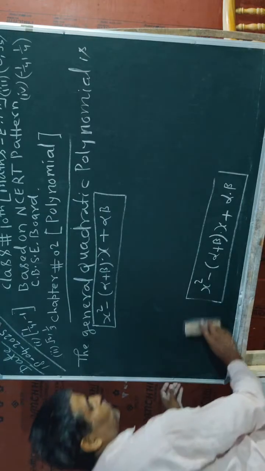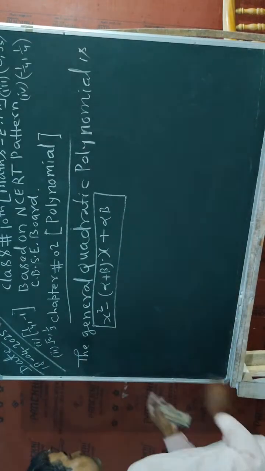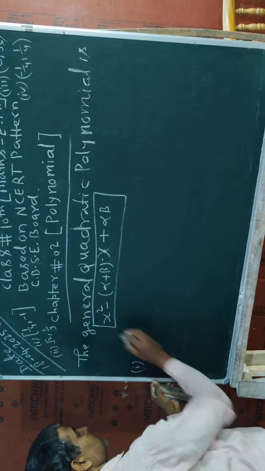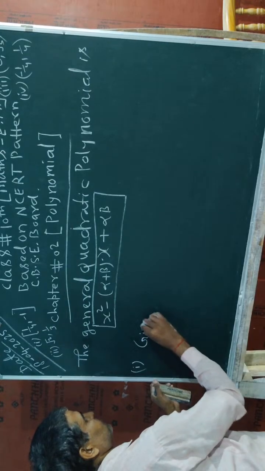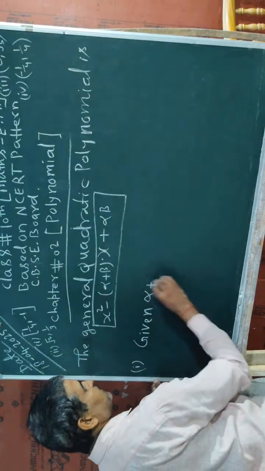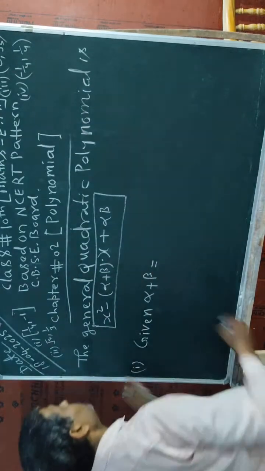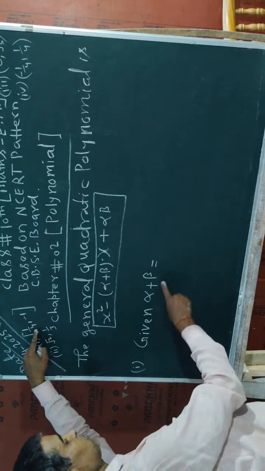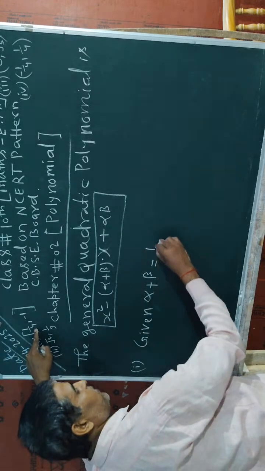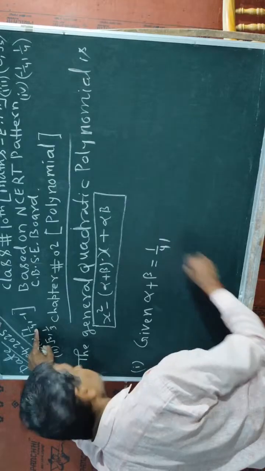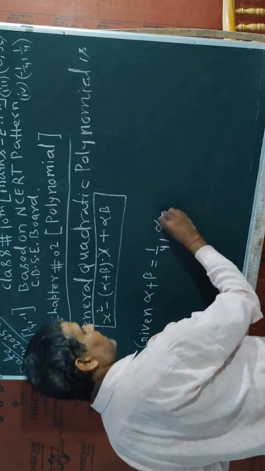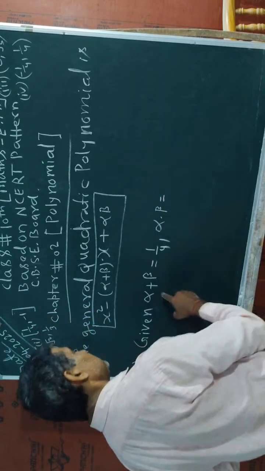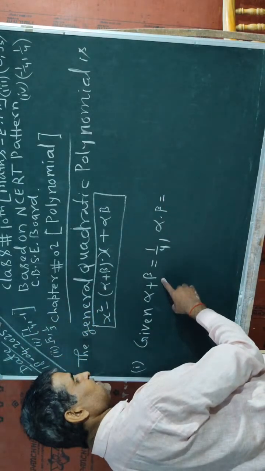Okay student, so I am going to solve one by one. Now first question I am taking. Here given, I will write alpha plus beta is equal to 1/4, and second is alpha into beta, the product of the zeros. Here alpha plus beta is the sum of the zeros.